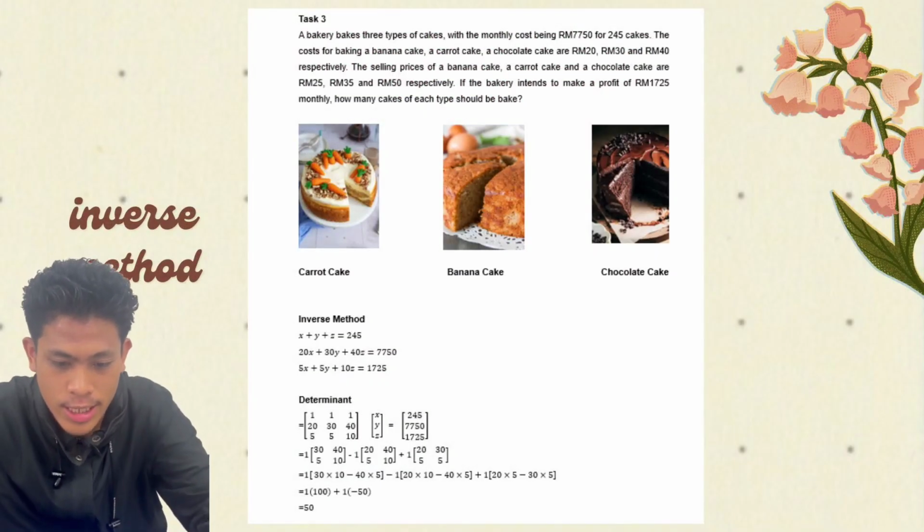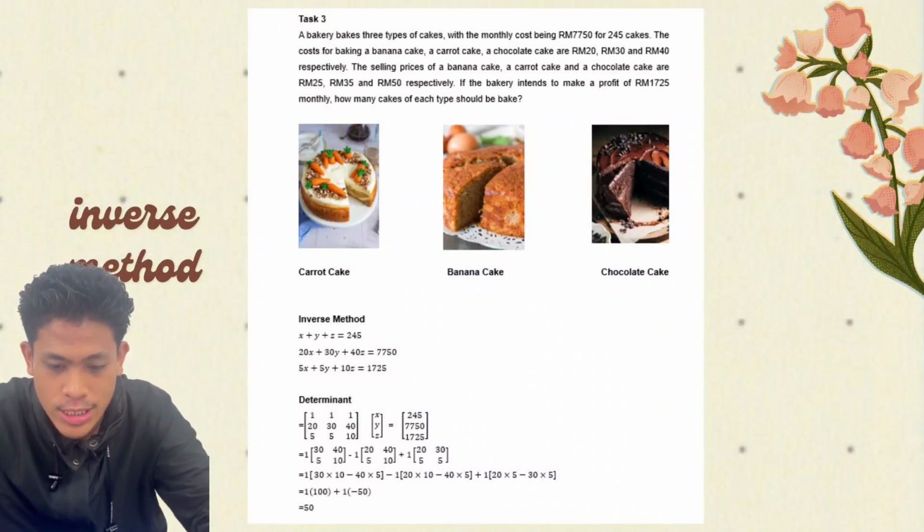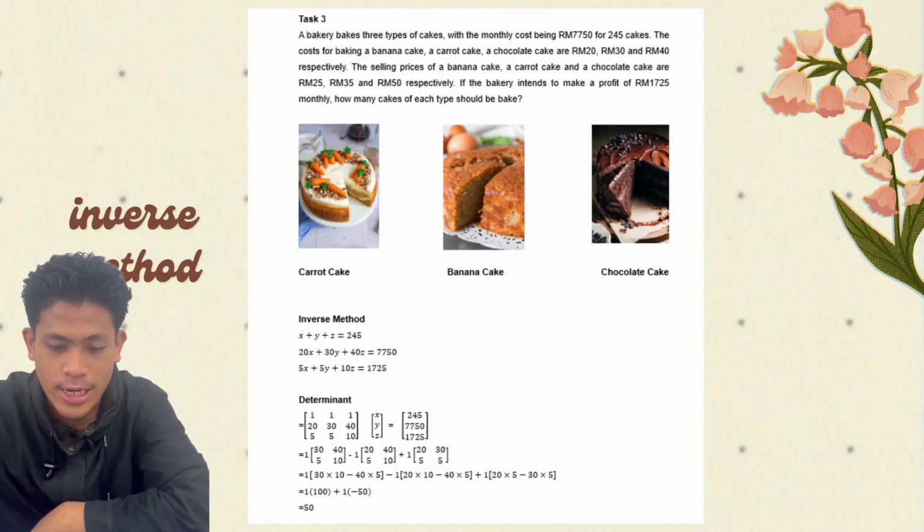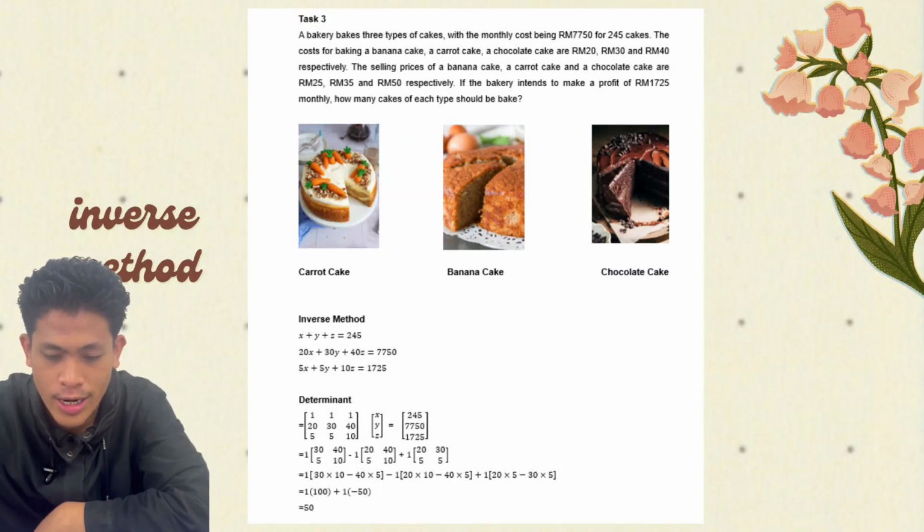Okay, this is the question of task 3. Firstly, a bakery bakes 3 types of cakes with the monthly cost being RM7,750 for 245 cakes. The costs for baking a banana cake, a carrot cake and a chocolate cake are RM20, RM30 and RM40 respectively. The selling prices of a banana cake, a carrot cake and a chocolate cake are RM25, RM35 and RM50 respectively. If the bakery intends to make a profit of RM1,725 monthly, how many cakes of each type should be baked?